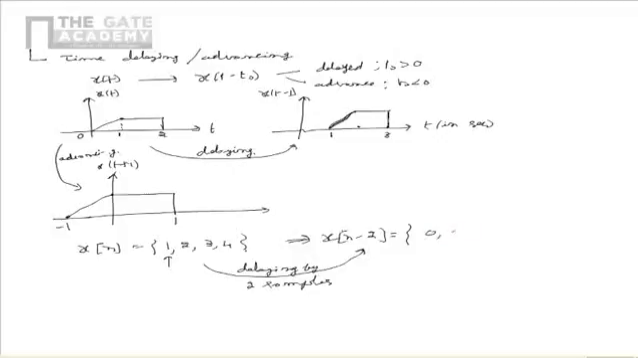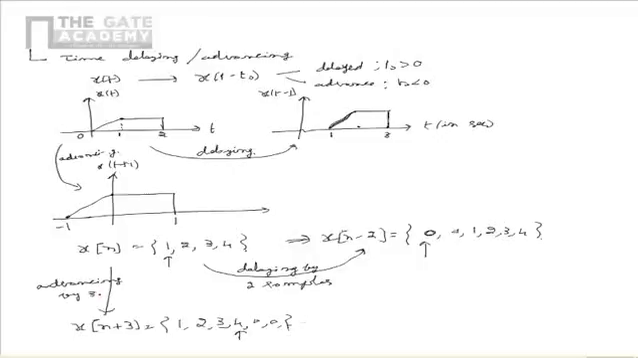So here the values that we get would be 0, 0, 1, 2, 3, 4. The first 0 corresponds to the instant n equal to 0. Similarly, the signal x of n plus 3 can be written as 1, 2, 3, 4, 0 and 0 and so on. In this case, the value of 4 corresponds to the instant n equal to 0.